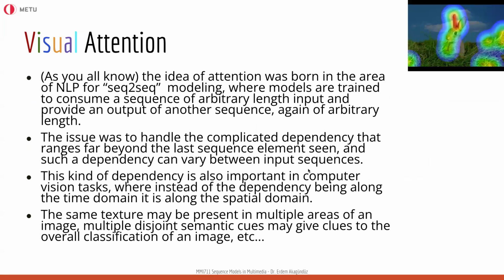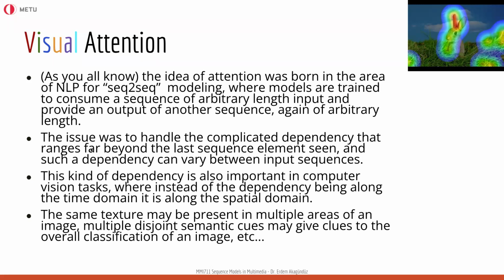Okay, how to do it in vision? The idea of attention comes from cognitive science. And actually, in cognitive science, people have been working on visual attention already. In this course, we've talked about attention as a part of artificial intelligence so that we don't get confused. The first was Bahdanau's attention, which is a relation between the hidden states of the decoder and the encoder. We did this to handle the complicated dependency that ranges far beyond the last sequence element. That was the idea.